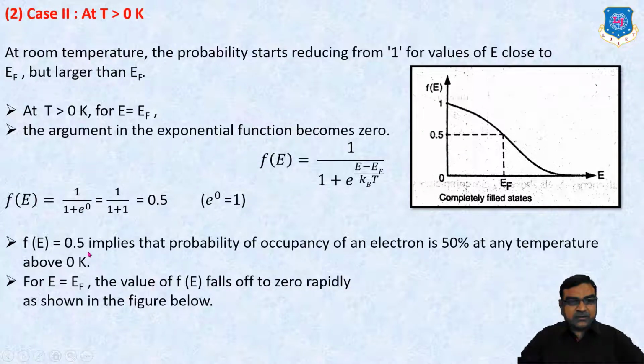So f(E) equal to 0.5 implies that the probability of occupancy of an electron is 50% at any temperature above 0 Kelvin. So for E greater than EF, the value of f(E) falls off to 0 rapidly as shown in the figure. When E is equal to EF, the probability goes down from 100%, and we know that f(E) is equal to 0.5. So there is a chance of 50% filled and 50% empty for the energy level.